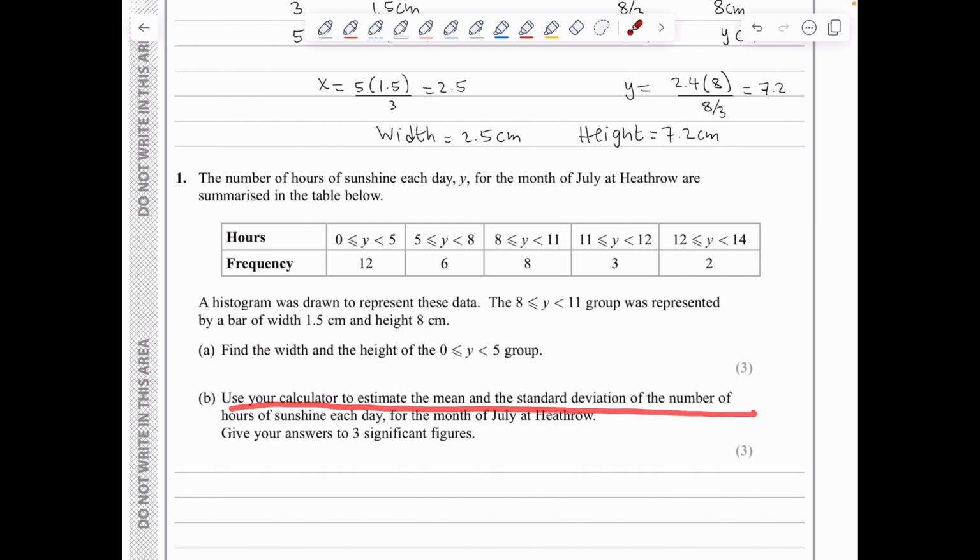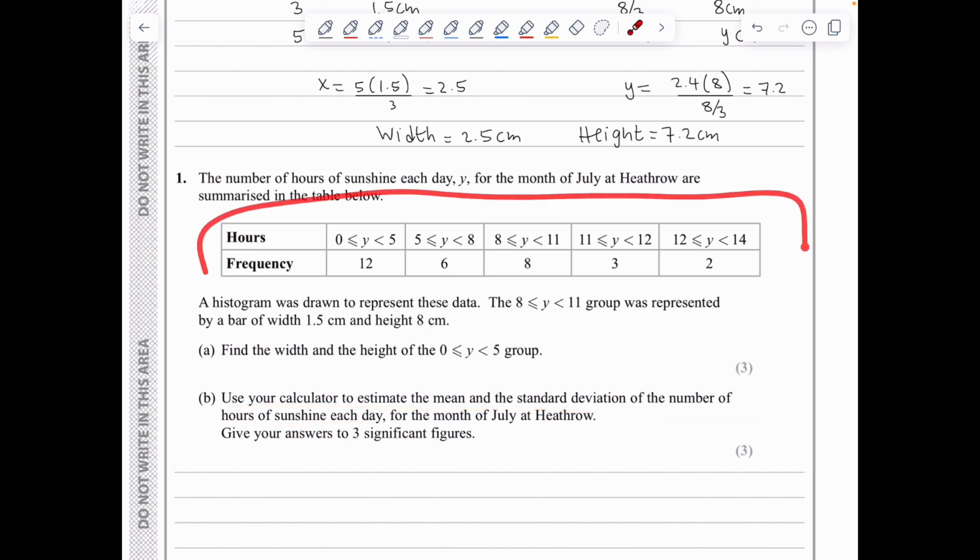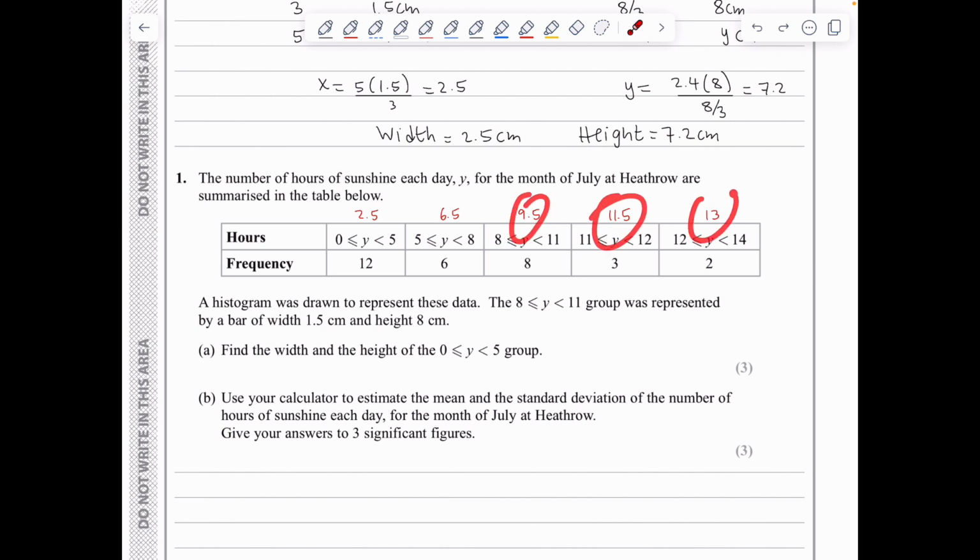In part B, we are asked to use a calculator to estimate the mean and standard deviation of the number of hours of sunshine each day, giving our answers to 3 significant figures. So going to the frequency table here, we need to estimate each of the classes by their midpoints. So for the first class, I'm going to take 0 plus 5 over 2, which gives me 2.5. And then I'll do the same for the rest of the classes, 6.5, 9.5, 11.5, and 13. These will be the midpoints for each of these classes.